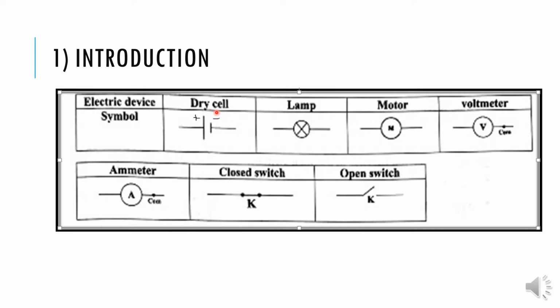First we have the dry cell. A dry cell has two terminals, the positive terminal and the negative terminal, or the positive side and the negative side. How do we draw the symbol? First, you draw two vertical straight lines. The taller vertical line is the positive side or the positive terminal, while the shorter vertical line is the negative terminal.